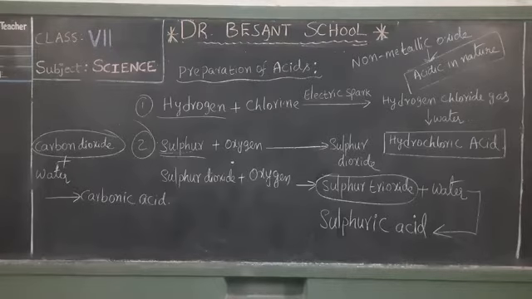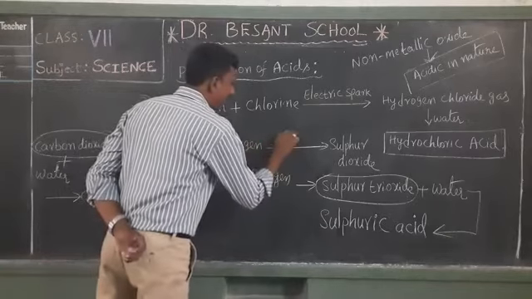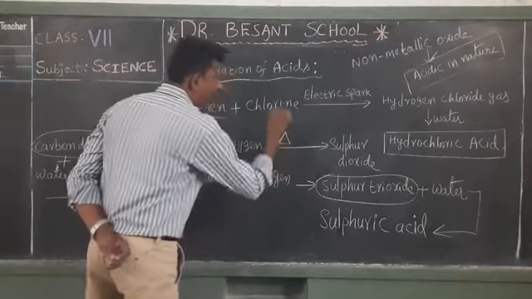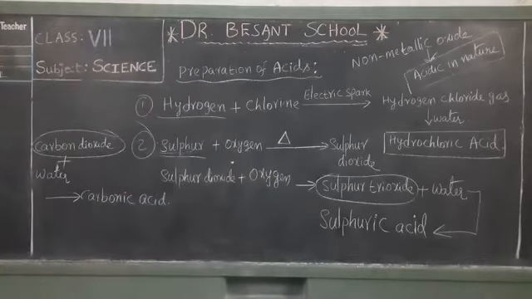Now consider the next example, sulfur. Sulfur burns in the presence of oxygen. Here I use the symbol delta. Delta indicates heat. That means by supplying some amount of heat energy, burning takes place, a combustion reaction. Sulfur burns in the presence of oxygen to produce sulfur dioxide, which undergoes further oxidation or combustion to produce sulfur trioxide. When it dissolves in water, it produces sulfuric acid solution.